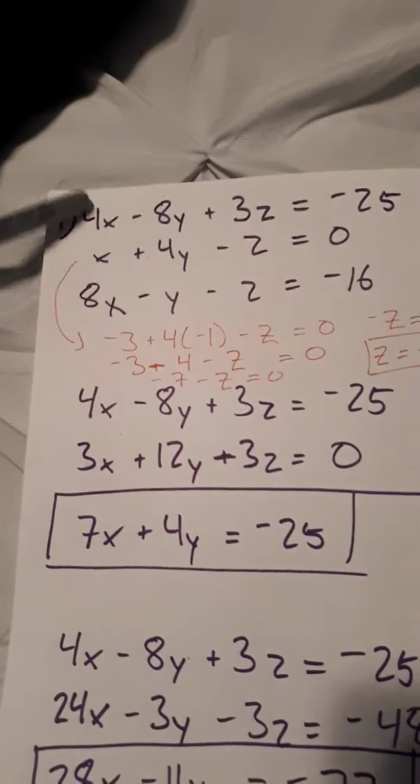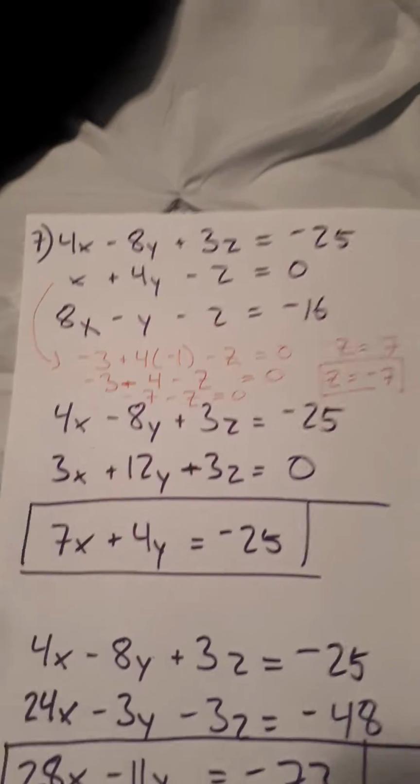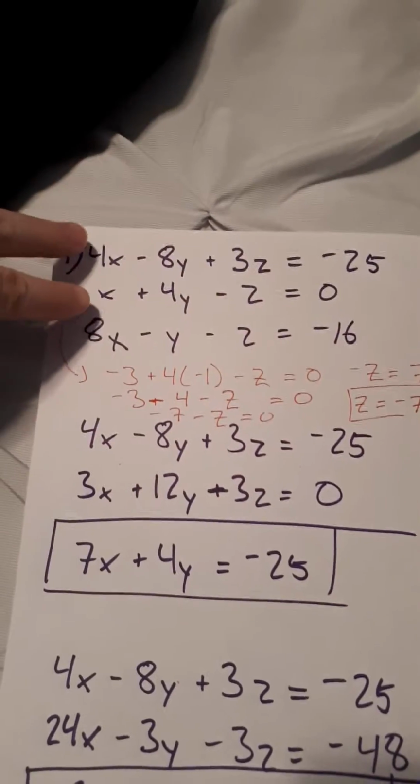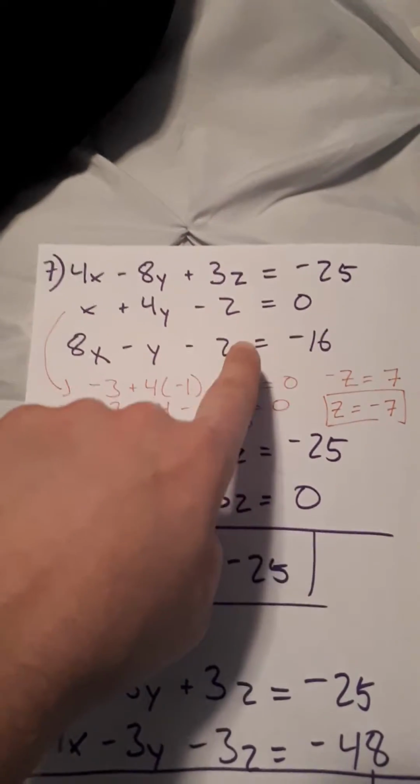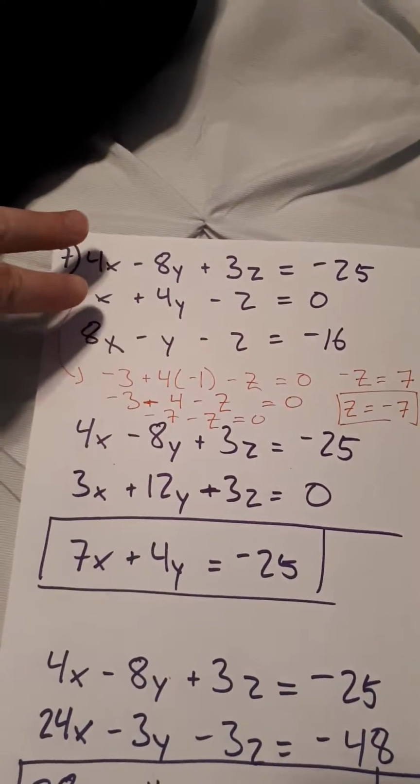So number 7, here's our equations. I just copied them down. And basically what I always try to do is I'll take the first two and I'll go after the last variable. So I always go after the z's here. So I did these first two.